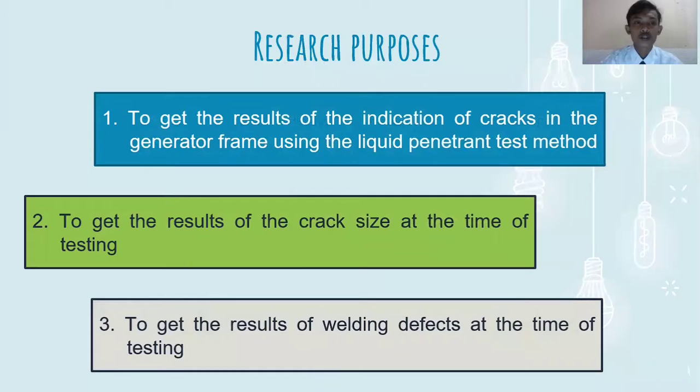Research purpose. Number 1, to get the result of the indication of crack in the generator frame using the liquid penetrant test method. Number 2, to get the result of the crack size at the time of testing. And number 3, to get the result of welding defect at the time of testing.